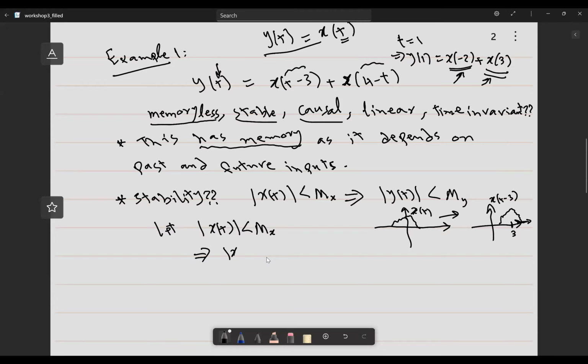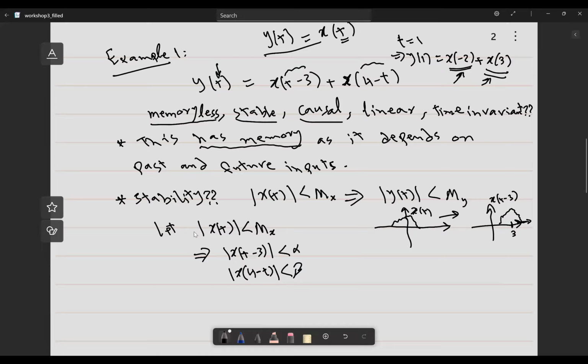So x(t minus 3) is bounded and x(4 minus t) is bounded by some value, say alpha and beta. Isn't that 4 minus t? 4 minus t, yeah, that's great. Thank you. So doing time shift or time reversal will not affect the fact that the signal is bounded.